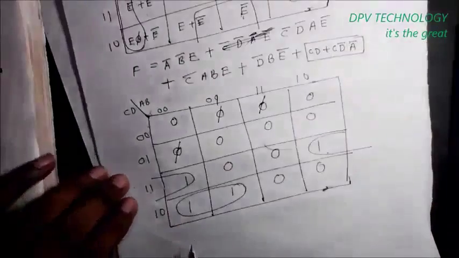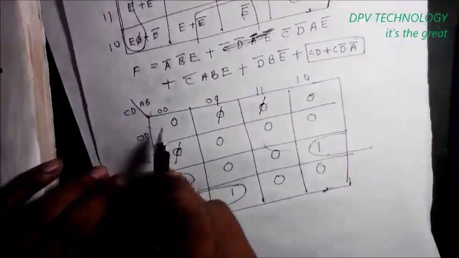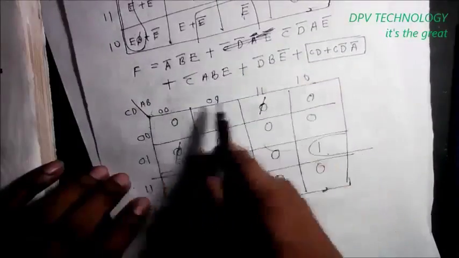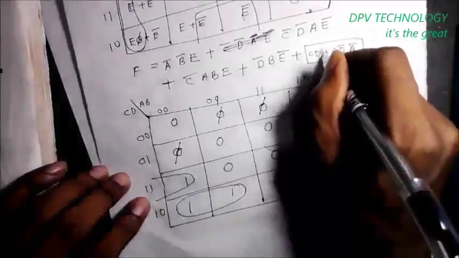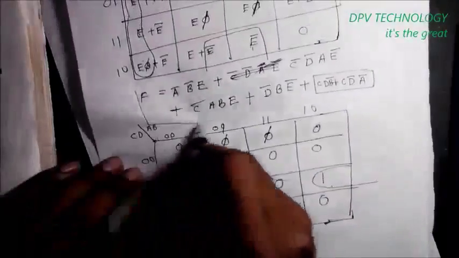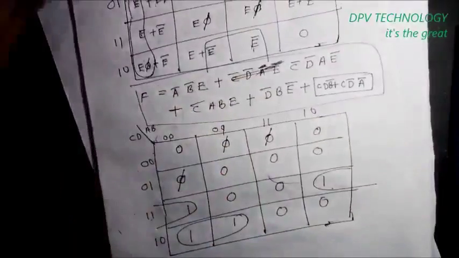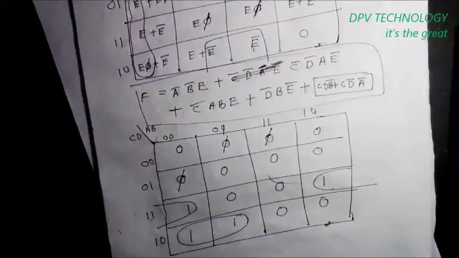Alright, I think something is wrong. Yes, it will be 0 0. This B is not changing, B bar is not changing, so here we have one B bar also. So with this we have completed this example also. Like this you can do for 3 variable, 2 variable, 4 variable, all these maps.